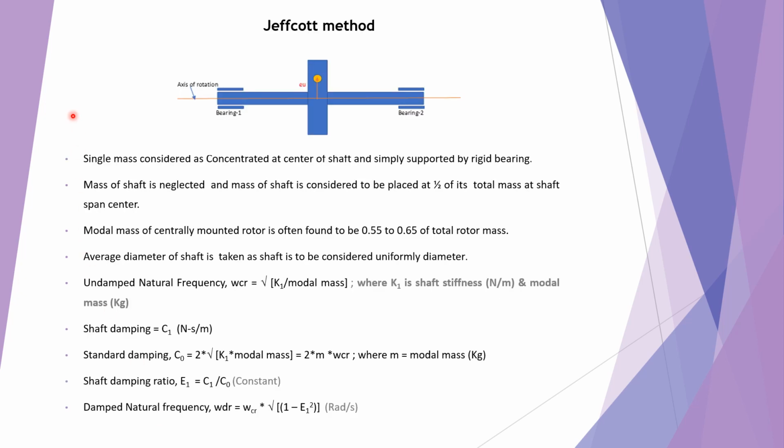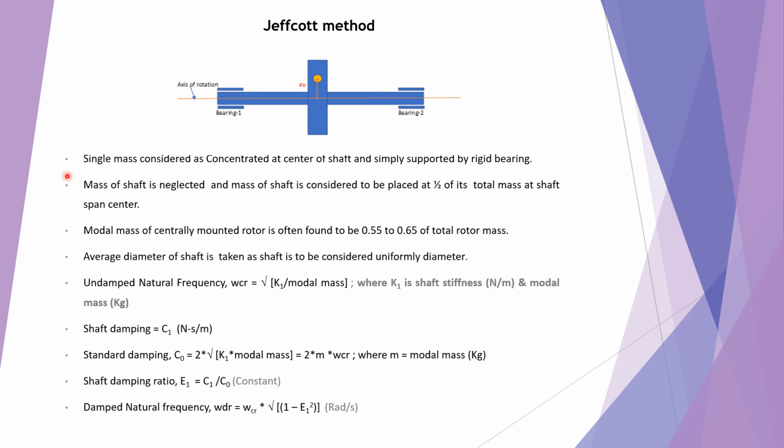Now, the Jeffcott method. So we have understood both the Dunkerley and Rayleigh methods. Now let us understand the Jeffcott method. The Jeffcott method is considered when the rotor is simply supported and the bearing is considered rigid. That is why a single mass is considered, concentrated at the center of the shaft and simply supported by rigid bearings.